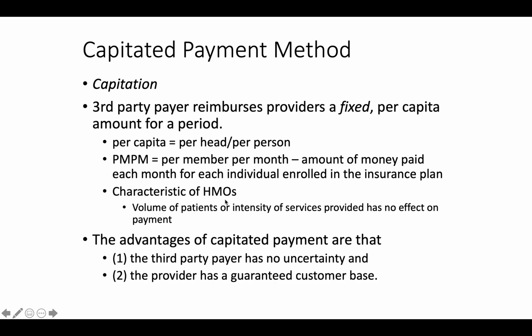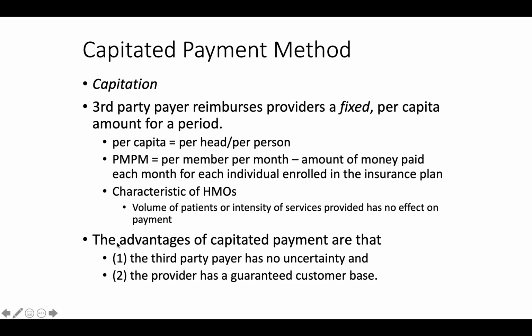This is a typical characteristic of HMO. We mentioned it earlier. We skipped going into details of HMO and other types of insurance plan. We may discuss it in our discussion session as well. Volume of patients and/or intensity of service provided has no effect on payment. So if the hospital provides, for example, more blood tests or more x-rays, they will not get more money because the amount of money is fixed. It is episode of care per capita.